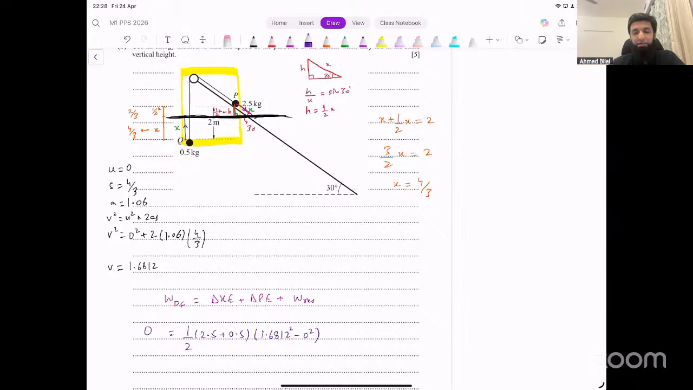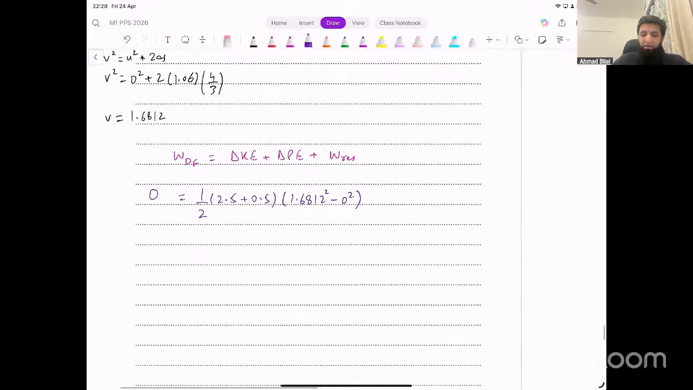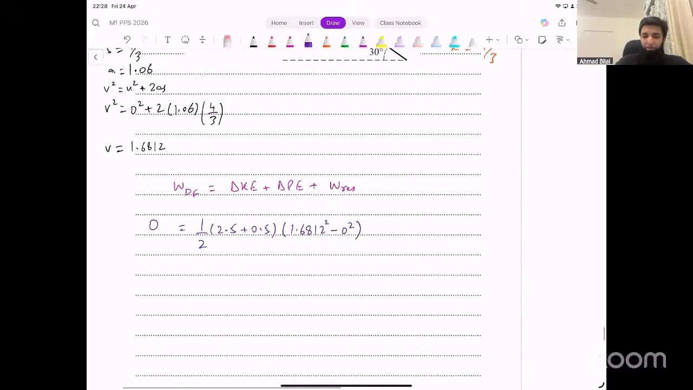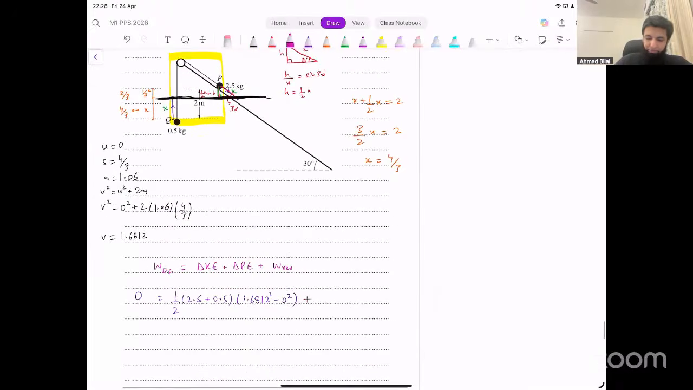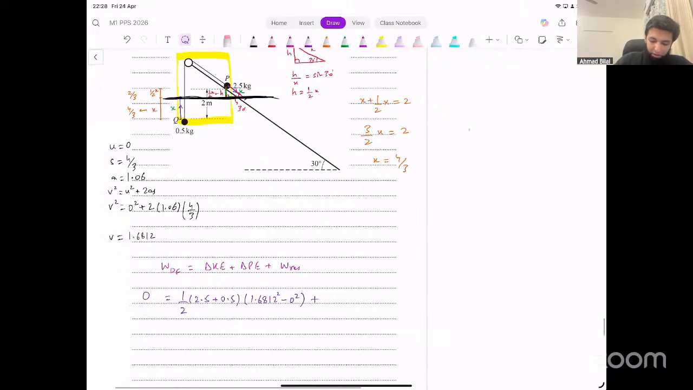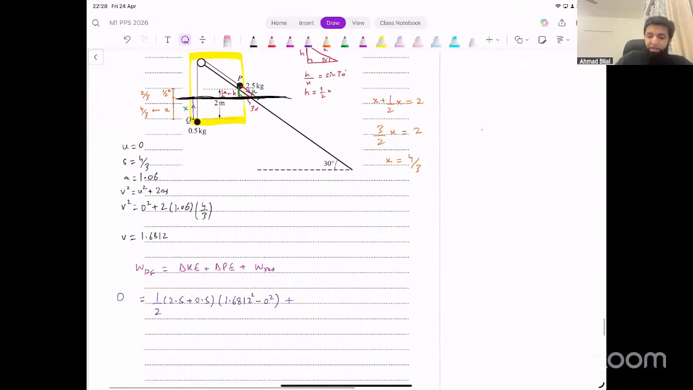We can only consider them together because the velocities are the same. Otherwise, we would have to calculate the kinetic energy separately for them. Okay? Now, what about potential energy? The height is changing differently for both the particles, so potential energies will have to be calculated separately.